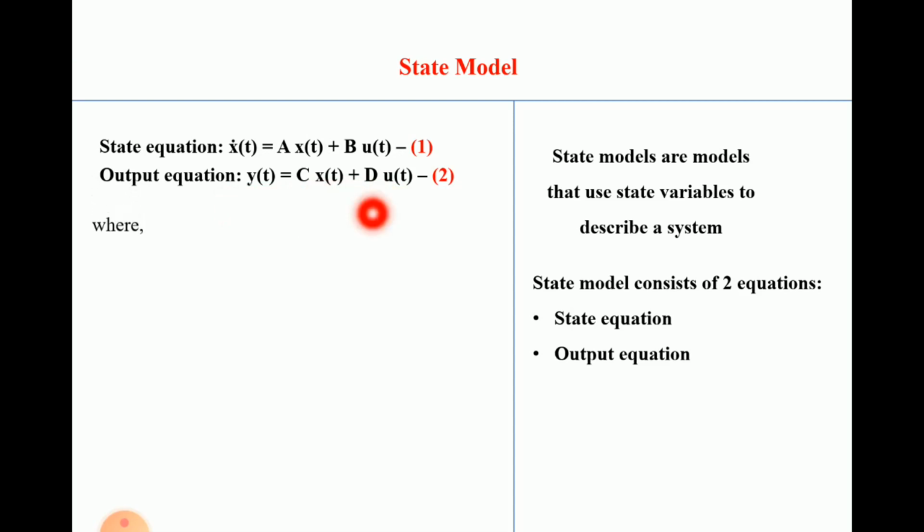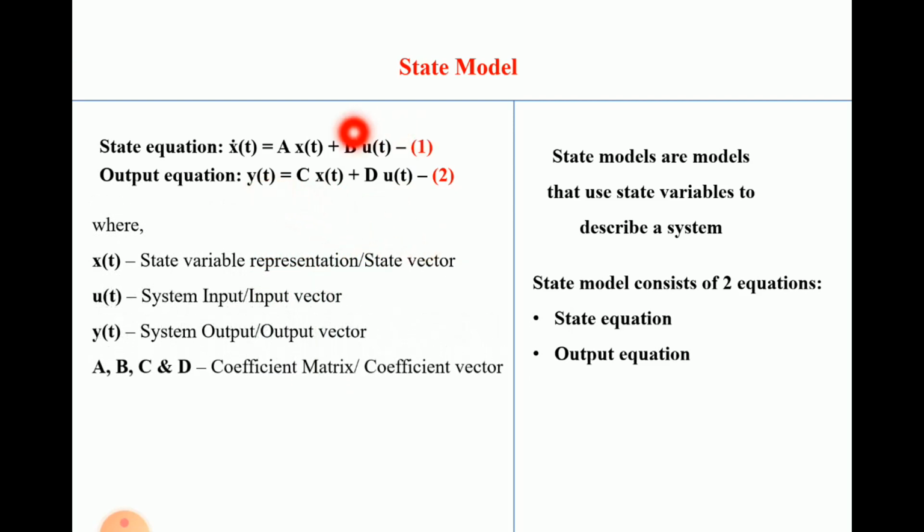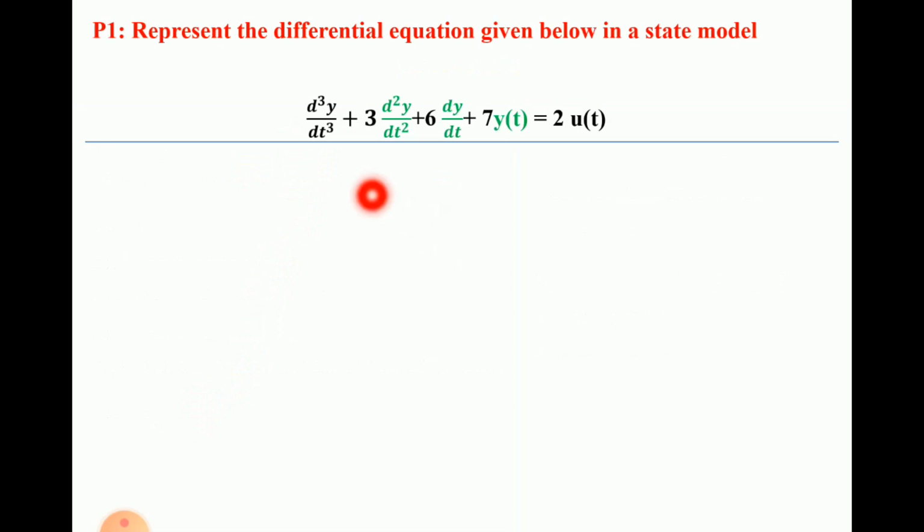Here, x of t is the state variable representation, u of t is the system input, y of t is the system output, A, B, C and D are coefficient matrices, and x dot of t is the differentiation of x of t, that is d by dt of x of t. With this information, we will solve a problem on the same.